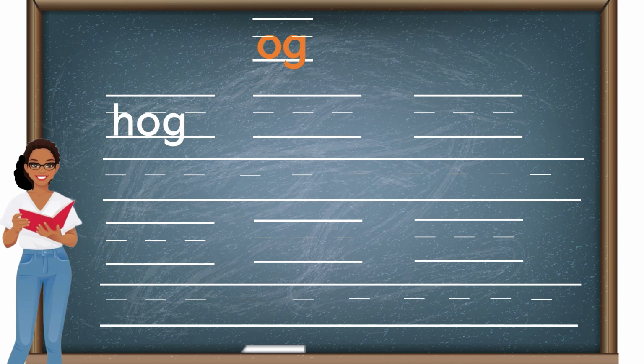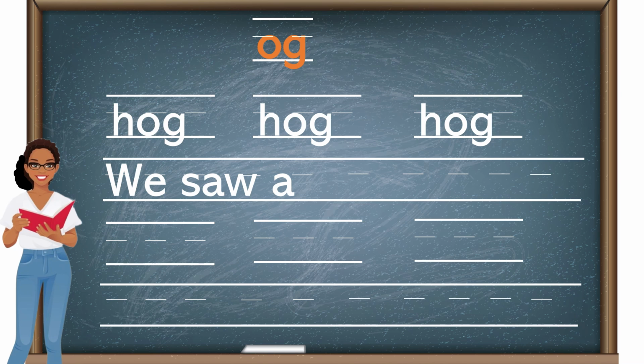Our next sight word from the OG sound list is hog. H-O-G. Hog. Spell it with me. H-O-G. Hog. Let's spell it again. H-O-G. Hog. Let's use it in a sentence. We saw a hog on a farm. Hog.